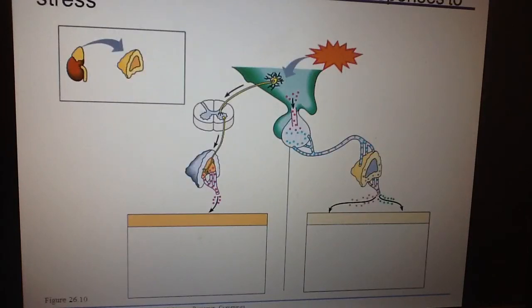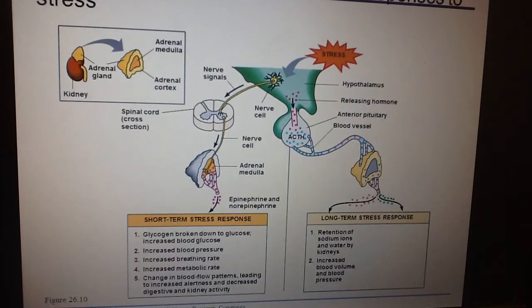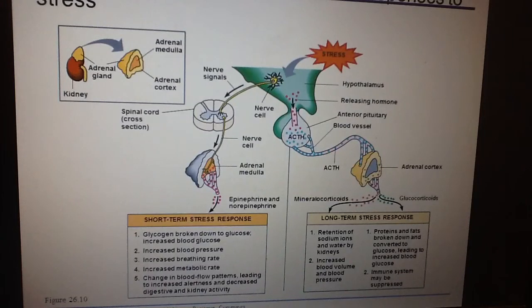So here is what is going on in our adrenal glands. They're controlling our response to stress, either short-term or long-term. If you're stressed out in the short term, you're going to start breaking down glycogen into glucose, so you have blood sugar. You're going to increase your blood pressure. You're going to increase your breathing rate. You're going to get ready for fight or flight.